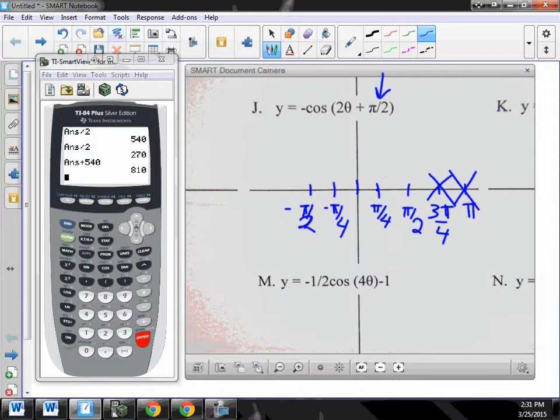Now, if you prefer to shift it first and then calculate them, go ahead. But I prefer to calculate the originals and then do the horizontal shift. And you might hear horizontal shifts are called phase shifts.